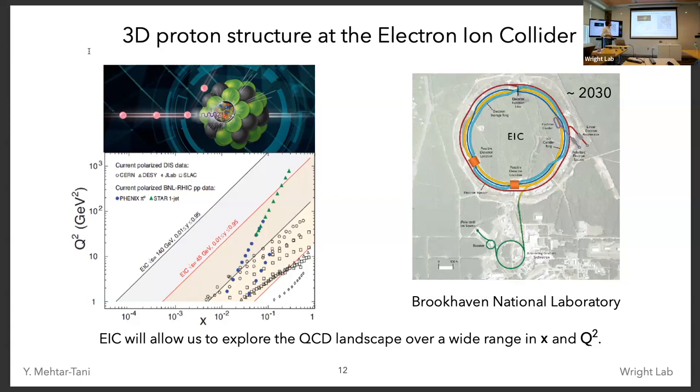So you see here, root s is about 140 here. And you see that you can access 10 to the minus 4 in x for Q squared of around 10-ish here, which is not the perfect scenario to study small x, but it's pretty big reach.